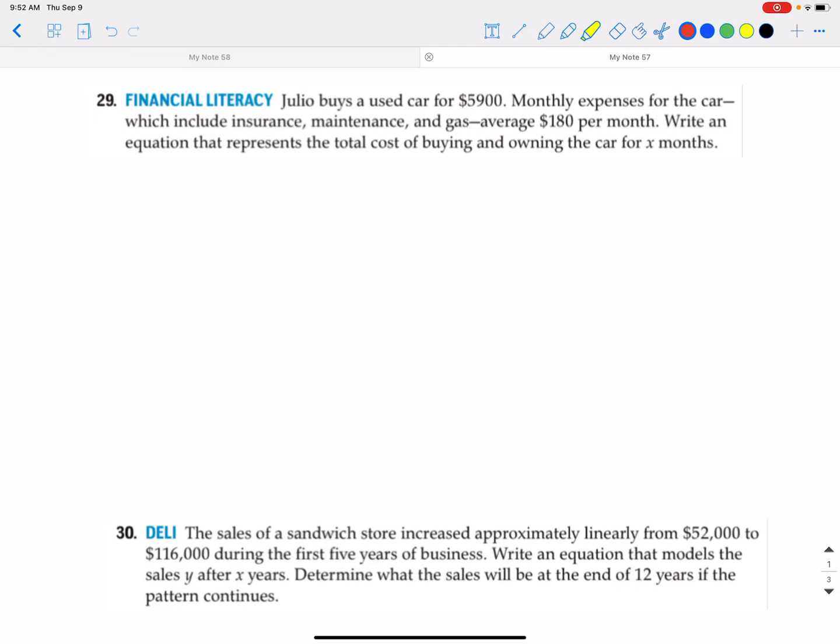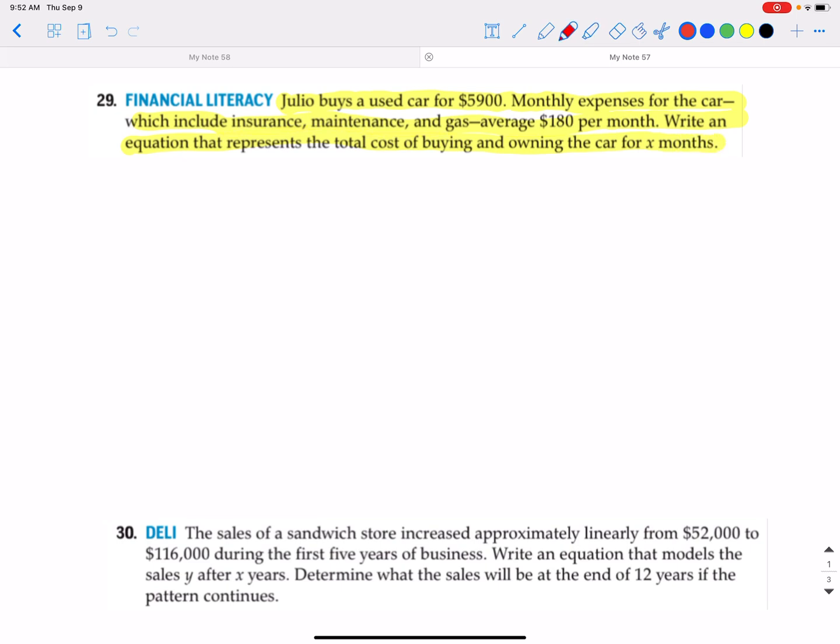Linear equations can be used to describe many real-life situations. Julio buys a used car for $5,900. Monthly expenses for the car, which include insurance, maintenance, and gas, average $180 per month. Write an equation that represents the total cost of buying and owning the car for X months.